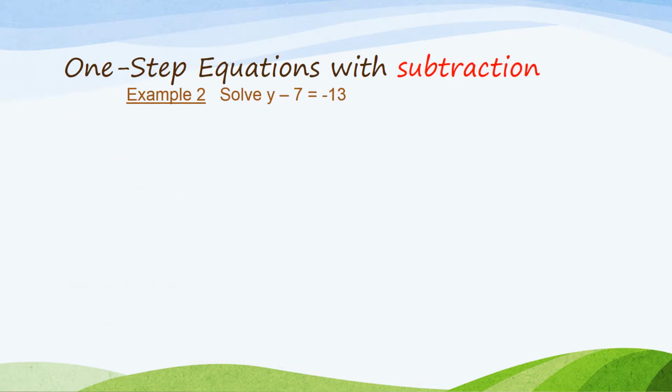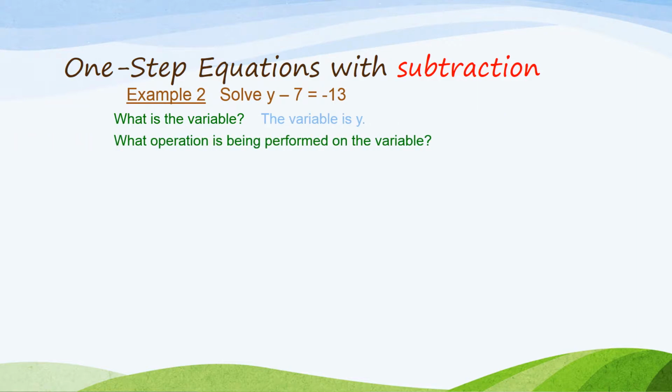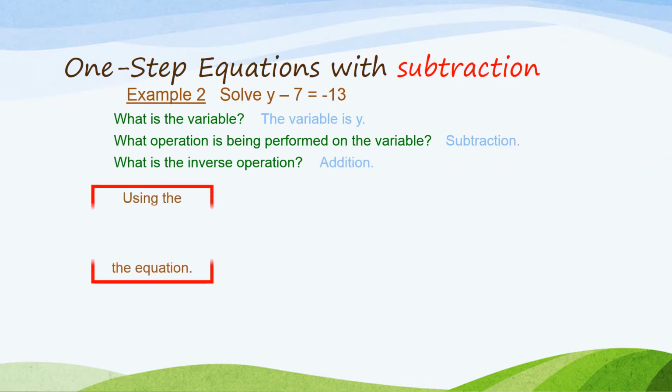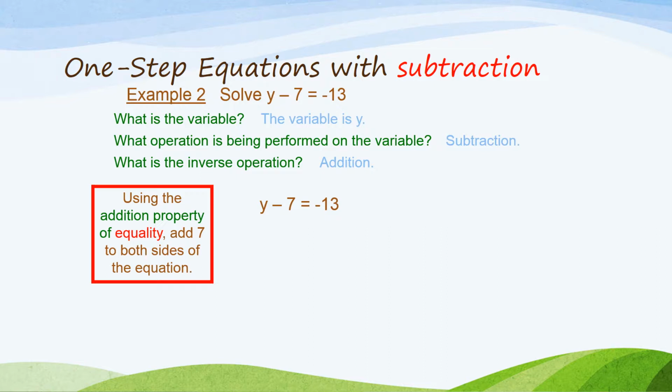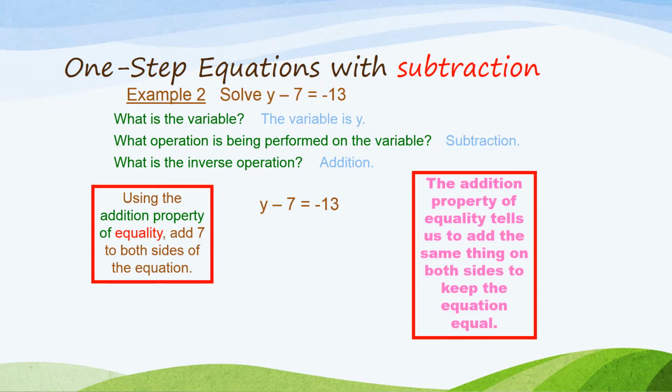Now let's look at something a little different. We can solve it using subtraction as well. Here we have in our example, it says to solve y minus 7 equals negative 13. We ask ourselves our 3 main questions. What is the variable? In this case, the variable is y. What operation is being performed on the variable? We see that it is subtraction. Then we think to ourselves, what is the inverse operation of subtraction? It is addition. So using the addition property of equality, we're going to add 7 to both sides since it is being subtracted. So we have our equation, y minus 7 equals negative 13.